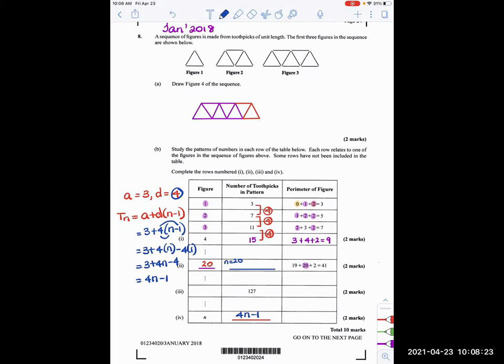Substitute n equal to 20 and get the answer for me, please. Okay. All right. You are supposed to get 79. Yeah, miss.